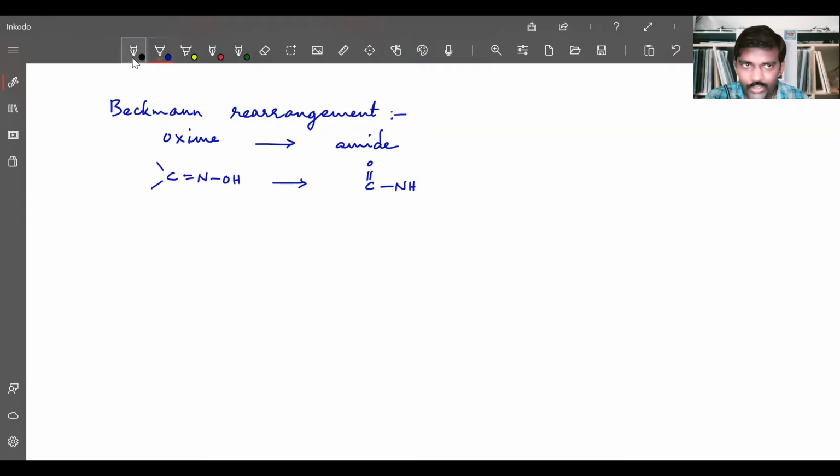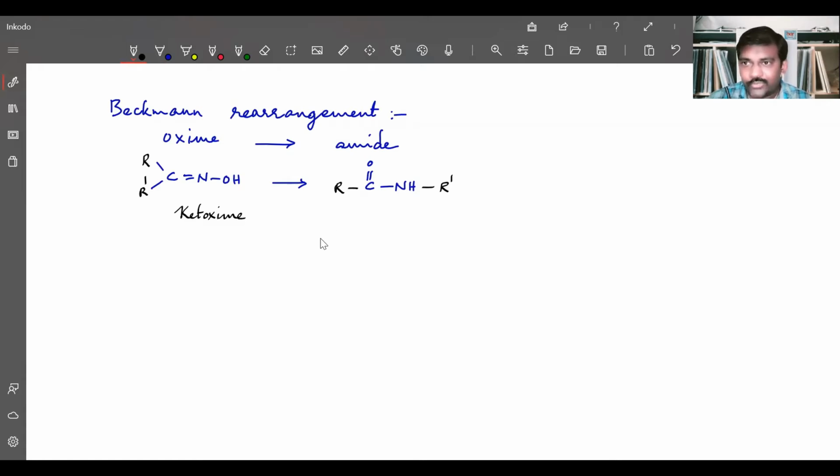Okay. So if I take a ketoxime here, let us say R and R dash, that is called a ketoxime because it is coming from a ketone. This ketoxime will convert into an N substituted amide. That means on this nitrogen, one of the alkyl groups will be shifted, and an alkyl substituted amide will be coming. This particular rearrangement, we call the Beckmann rearrangement.